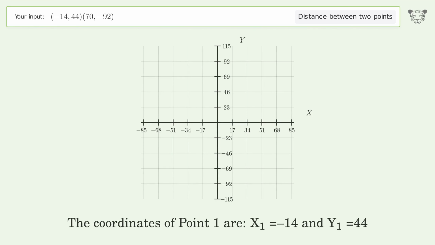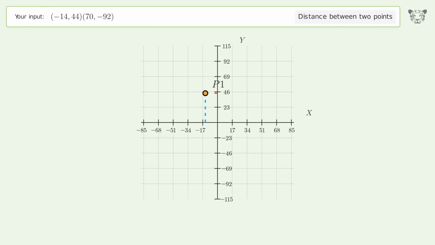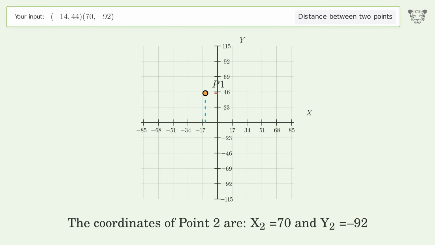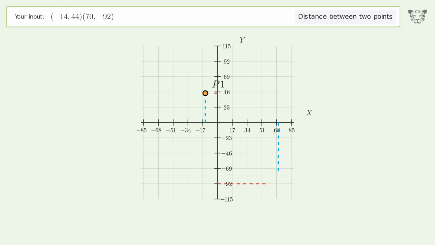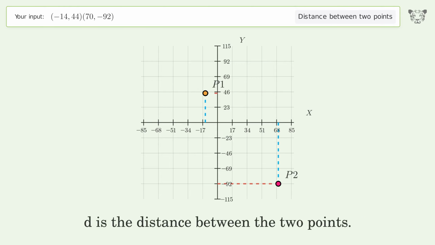The coordinates of point 1 are x1 equals -14 and y1 equals 44. The coordinates of point 2 are x2 equals 70 and y2 equals -92. D is the distance between the 2 points.